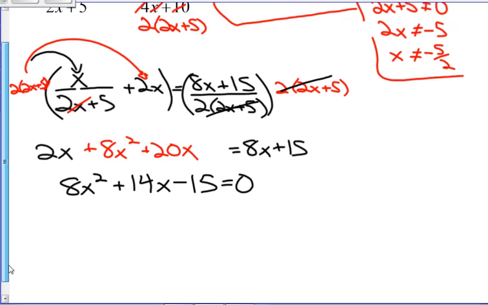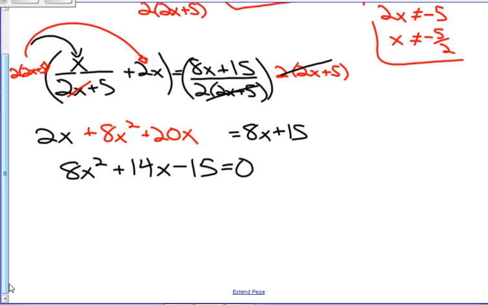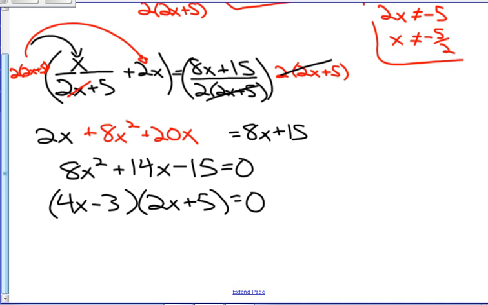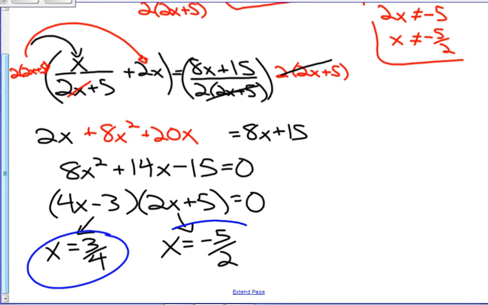You can go to the quadratic formula here. This one happens to be factorable, so we will. And that's going to give us solutions of x equals 3/4. And from this one, you'll have x equals negative 5/2. And we feel great. We circled them both. We say we solved this equation.